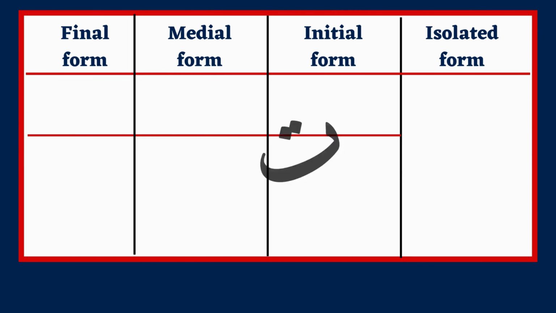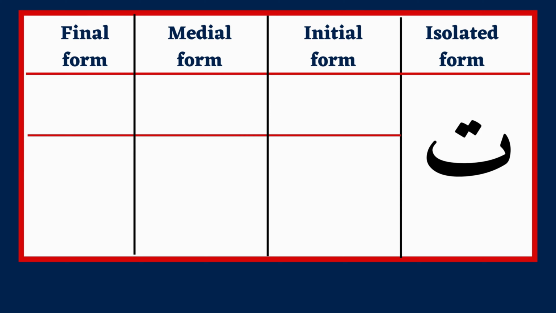Ta at the beginning of a word. Ta accepts joining from both right and left sides, just like Ba. The correct representation when it begins a word is this, indicating its readiness to connect with the next letter.